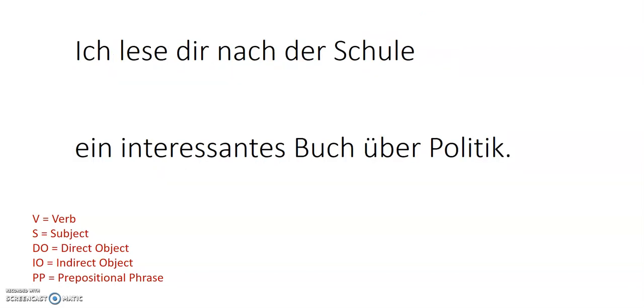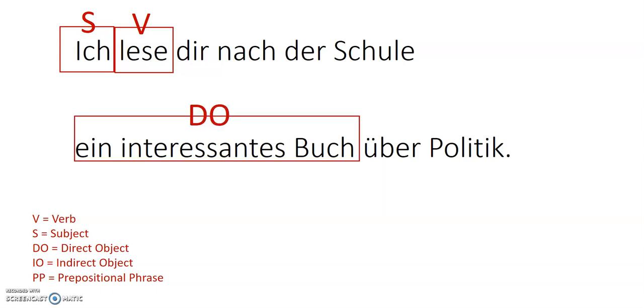Ich lese dir nach der Schule ein interessantes Buch über Politik. So let's identify the verb. The verb is lese, and the subject that goes along with that verb is ich, I read. Is there something that's being read? Something that's being verbed? Ein interessantes Buch. Is there someone that's receiving that read book? Is there someone that's being read to? Dir.